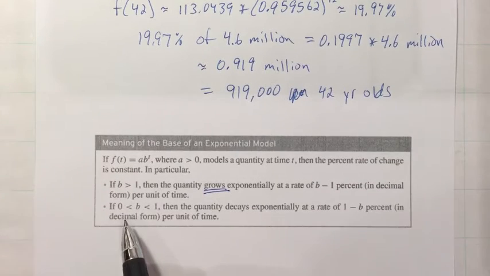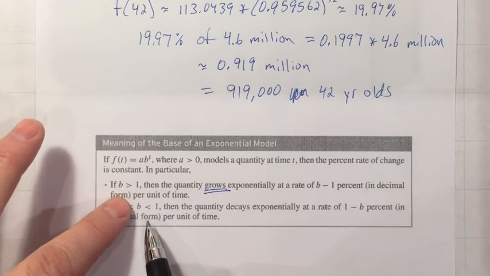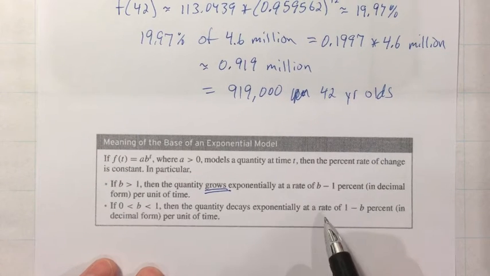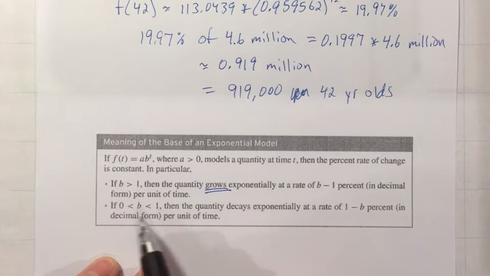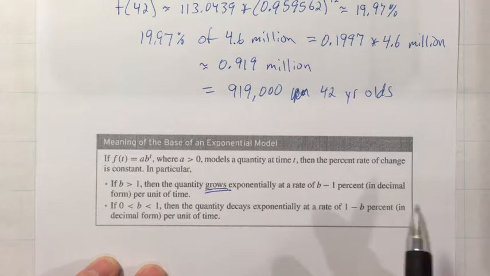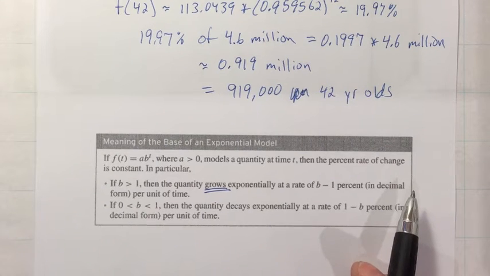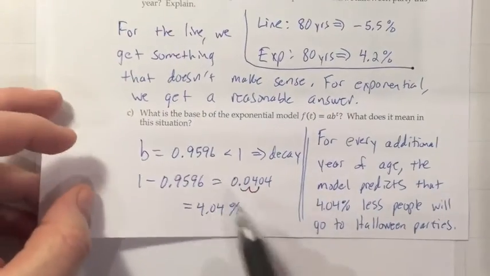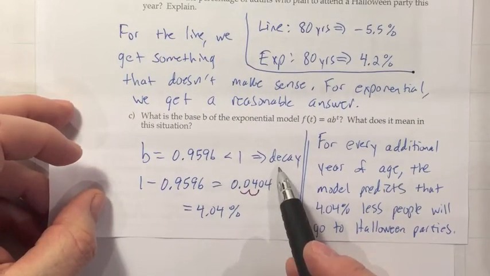And then if the base is between 0 and 1, and really kind of focusing on the less than 1 part, you're going to get decay. And so you want to see the difference between your base and 1, and 1 is the bigger number, so do 1 minus the base, and that would be the percent in decimal form per unit time of the decay rate. So just showing you how this fits with the example that we just did. Right, our base was less than 1, so we knew we had decay.